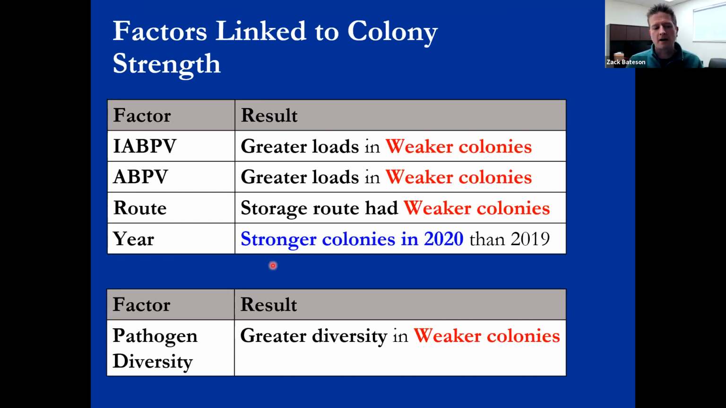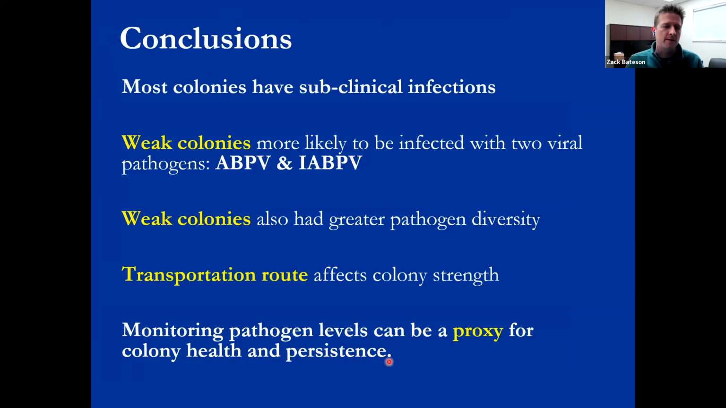And then in a separate model, we were interested, okay, we're doing all these tests for 15 different pathogens. How does the diversity, which I define as the number of pathogens per colony, how does that relate to colony fitness? And so we found that in weaker colonies, there was greater pathogen diversity. And so we're going to take that back to our clients because we have a lot of clients that send us B samples. Now we have these indicators that we can focus on to help our clients.